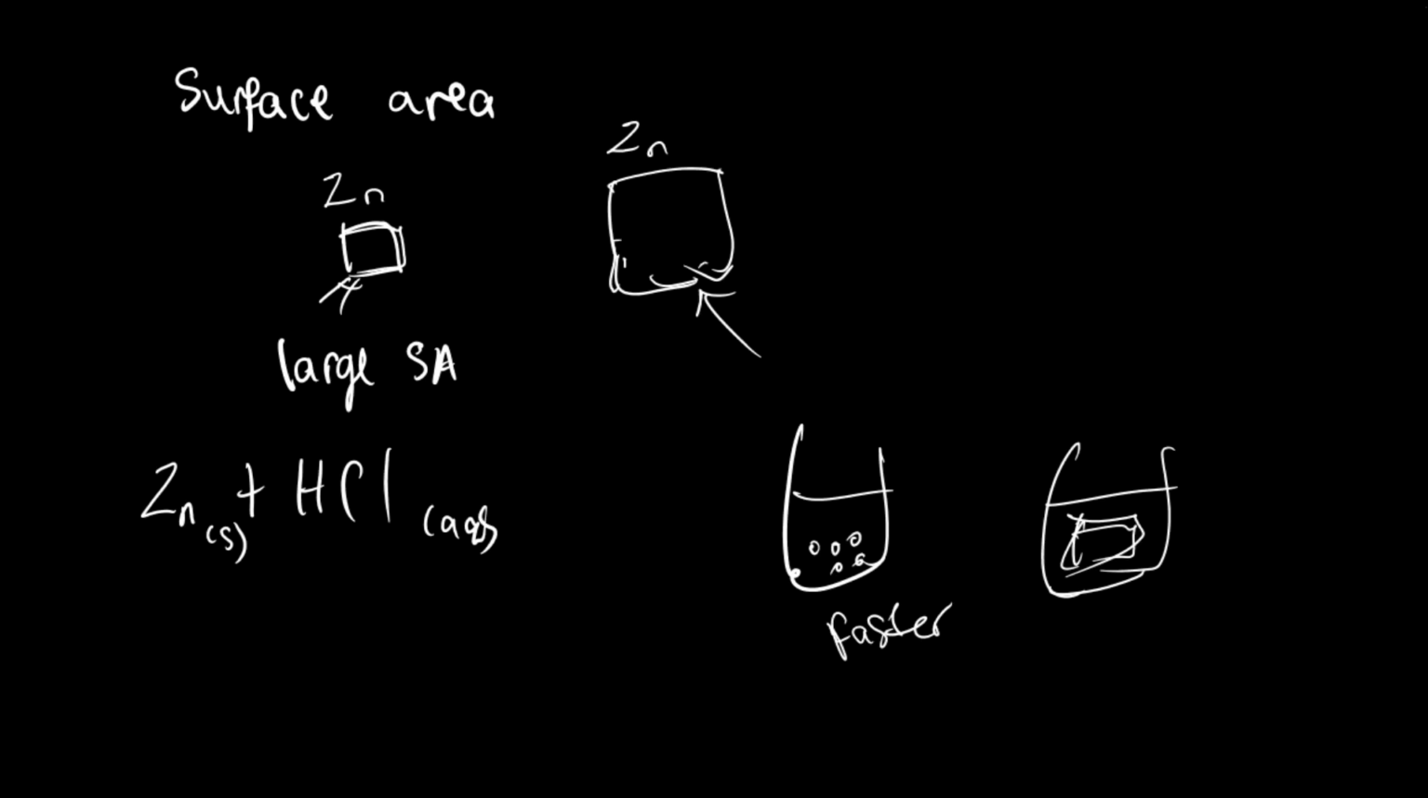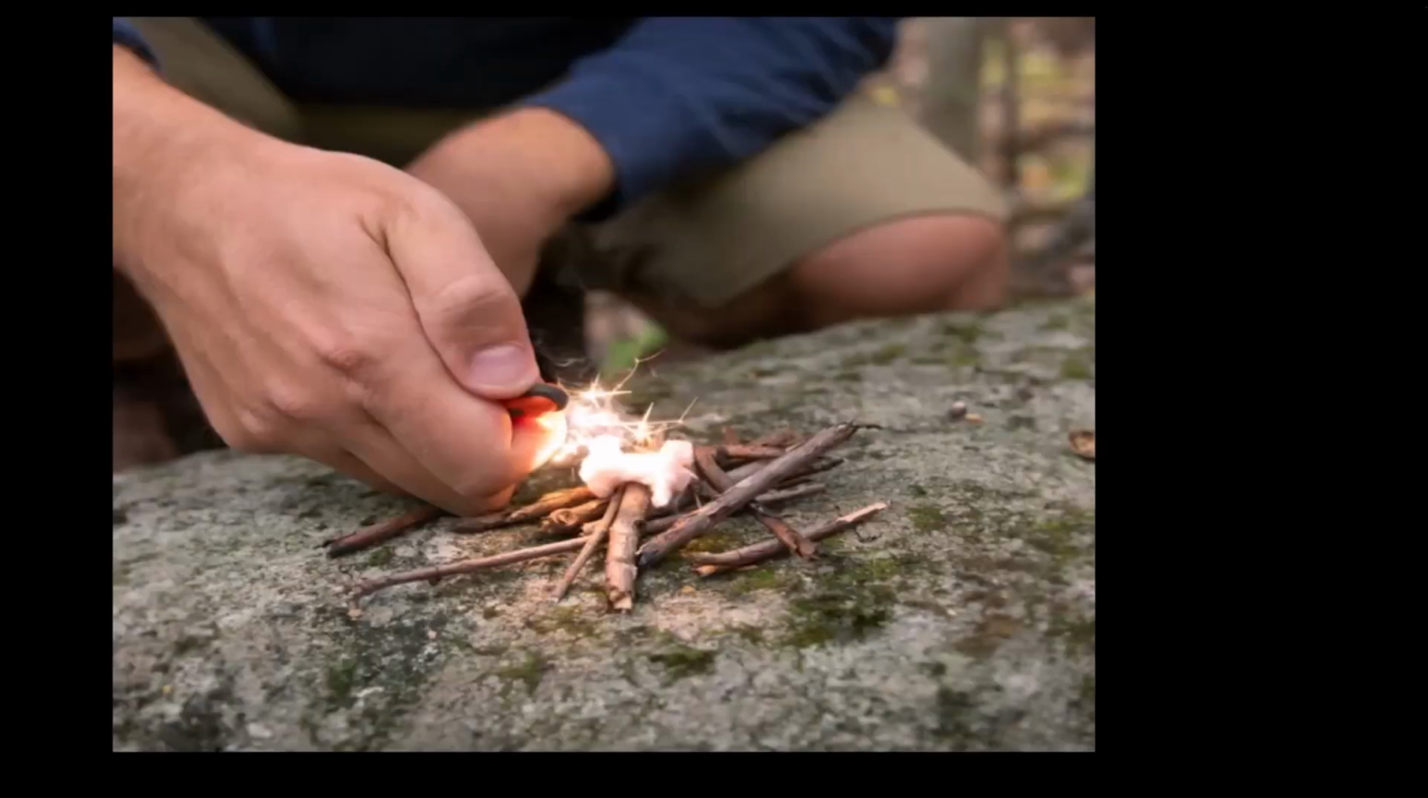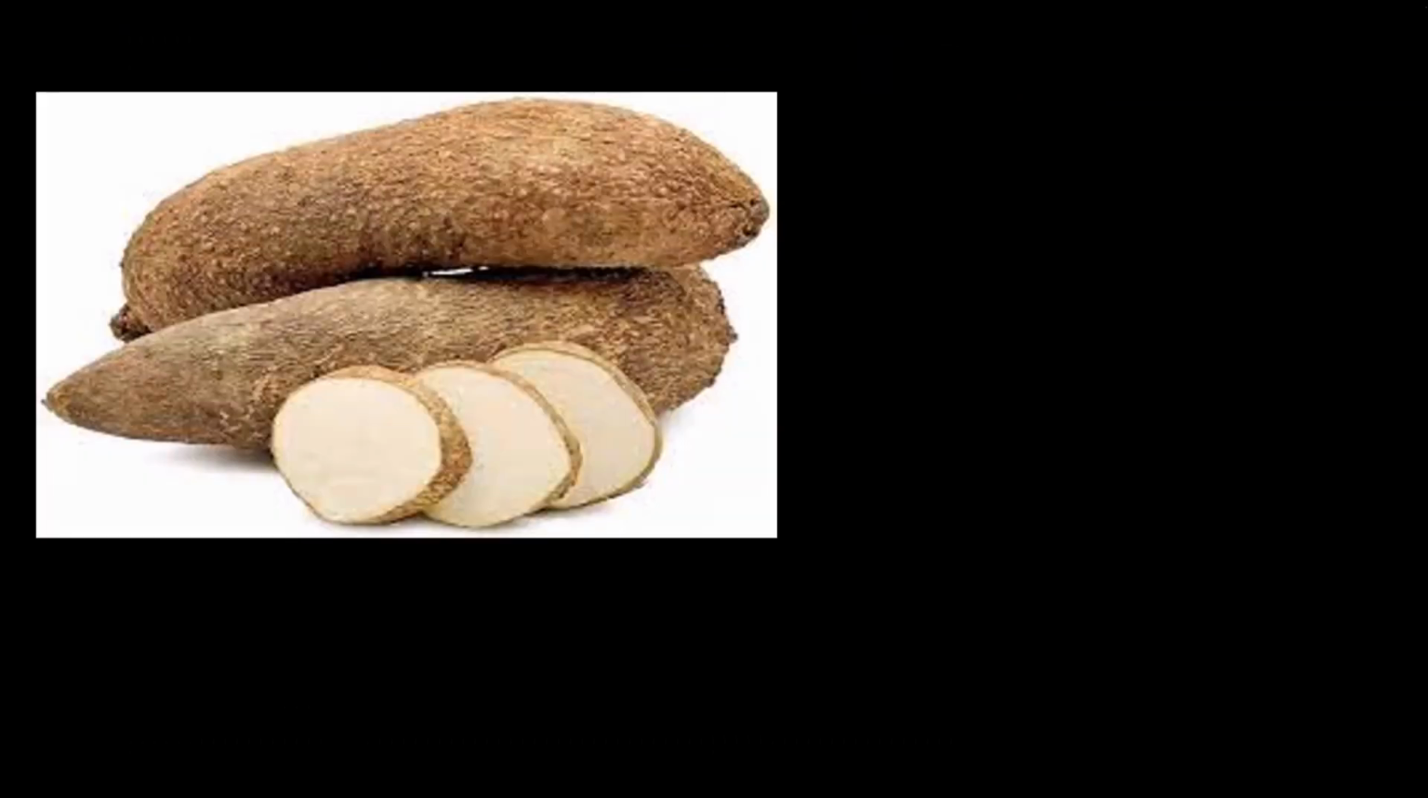Now, surface area affects the rate of reaction, and that is the reason why it's easier to light or to start a fire with smaller pieces of wood as compared to a big log of wood. You can start a fire easily, as we can see in this picture. You can start a fire easily with small pieces of wood shavings as compared to a big chunk of wood.